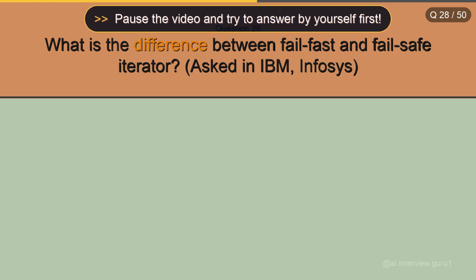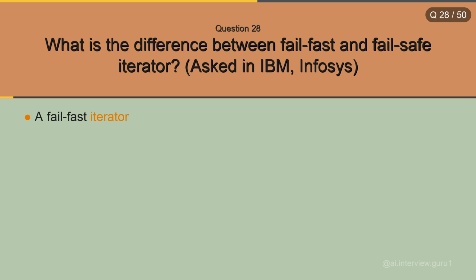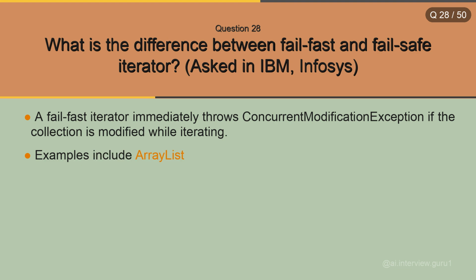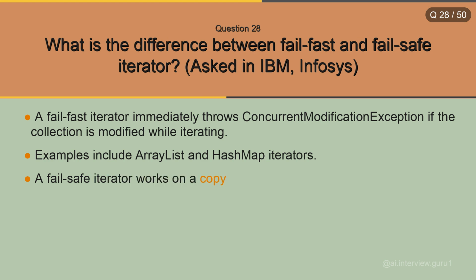What is the difference between fail-fast and fail-safe iterator? A fail-fast iterator immediately throws ConcurrentModificationException if the collection is modified while iterating. Examples include ArrayList and HashMap iterators. A fail-safe iterator works on a copy of the collection.